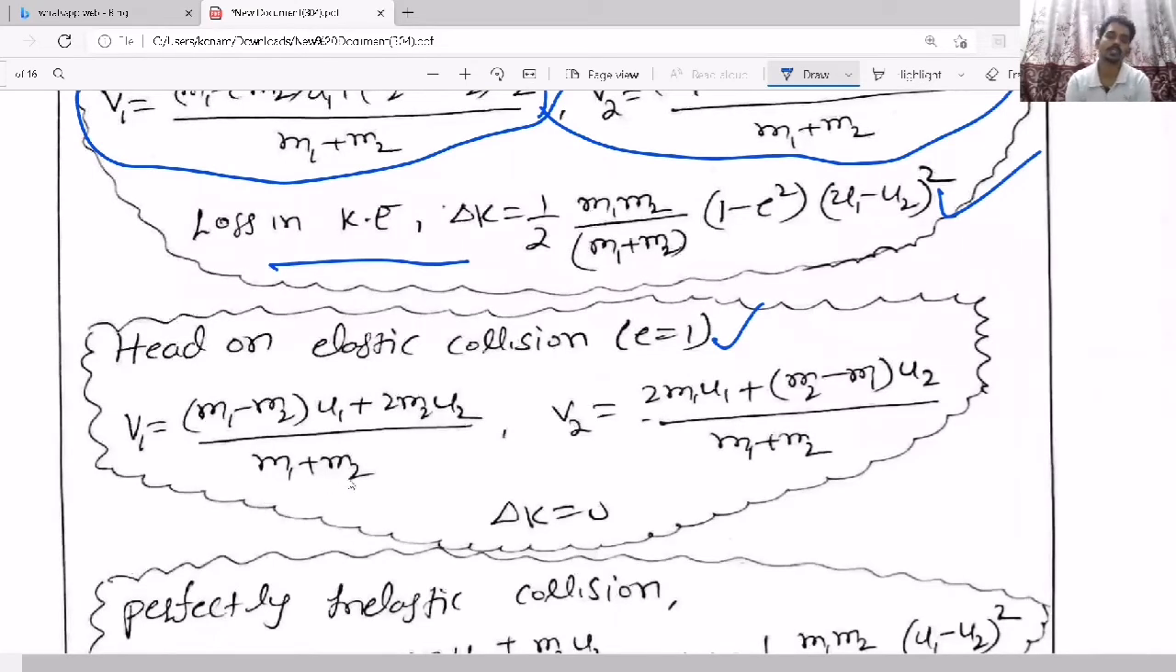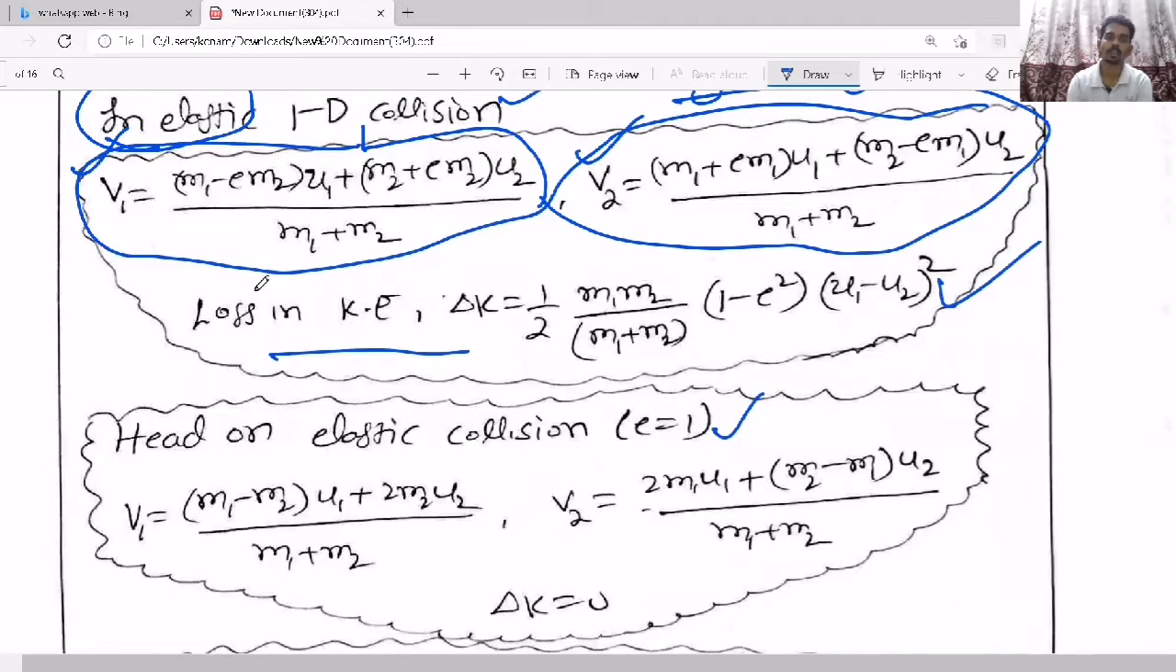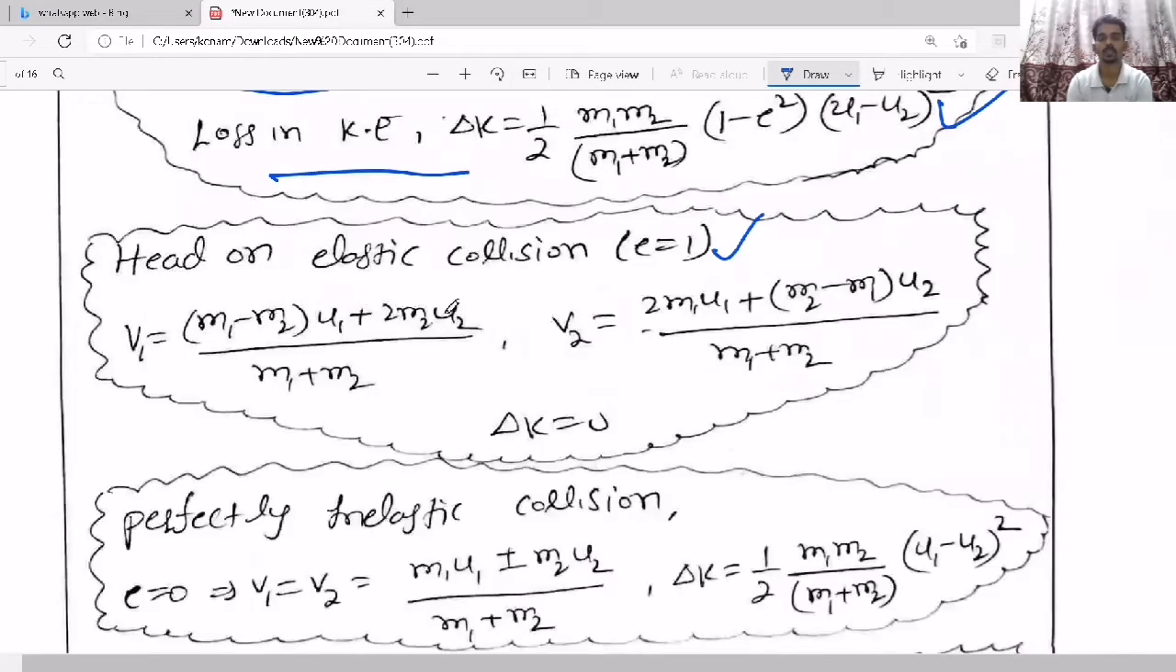So e equal to 1 means you have to substitute in the above formula for V1, V2 where e equal to 1. Then the V1, V2 formulas will become like this. Where e equal to 1, if you substitute, delta K value will become 0. So there is no loss of kinetic energy. That's why in elastic collision, kinetic energy is conserved. But inelastic collision means kinetic energy is not conserved. That is the difference. So please try to understand and remember it.